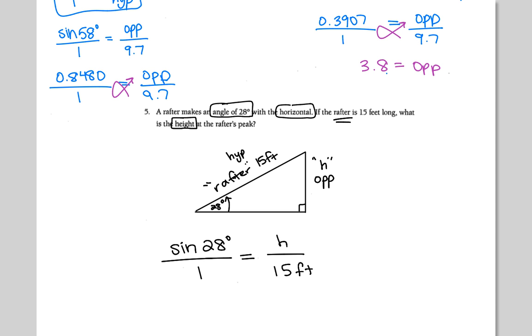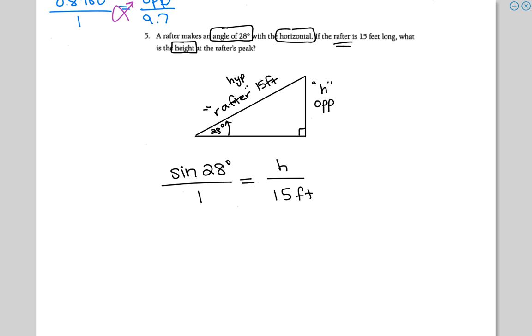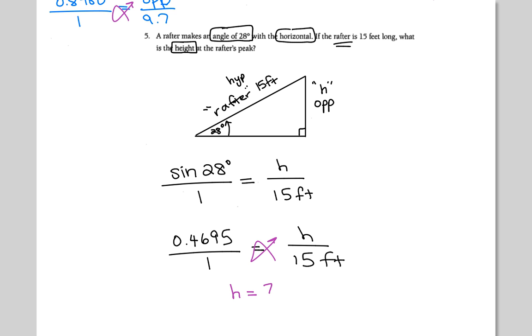Okay, so sine 28, figure that out. Sine 28 is 0.4695 over 1 is equal to h over 15 feet. So cross multiply. So 15 times this 0.4695 divided by 1. H is 7 feet.